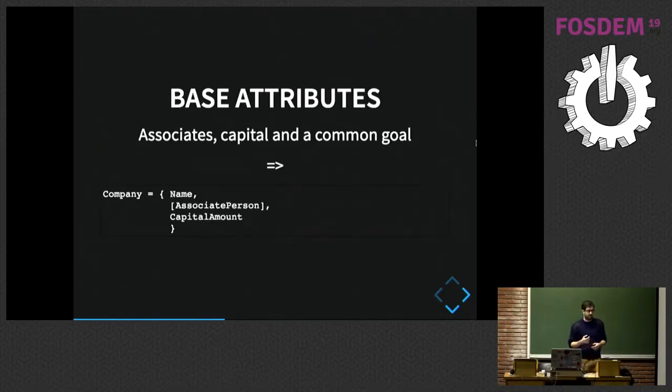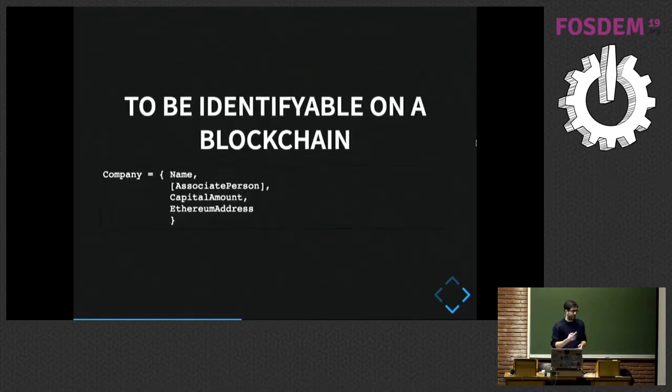A company is defined at its very core as a set of associates bringing capital together to work on a common goal. That's an actual definition of a company. I'm just going to augment this with an Ethereum address, because if you want to do business on the blockchain, you'd like to have that.